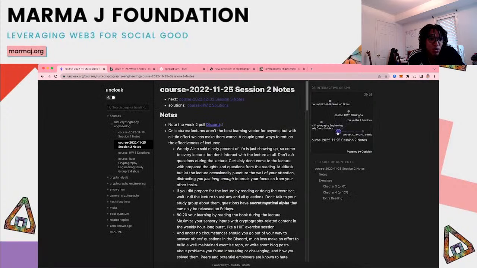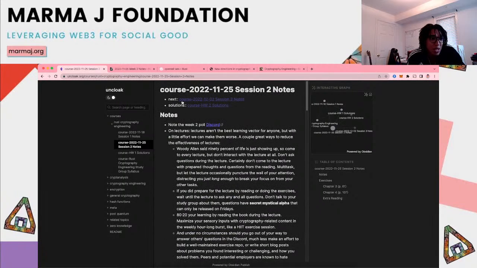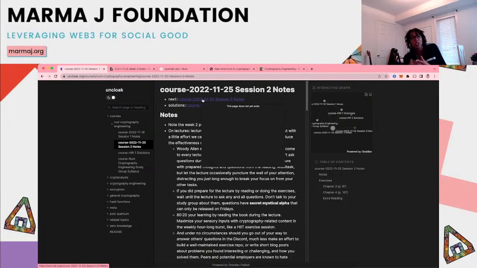The session 2 notes are actually the biggest part of the graph, because the session 2 notes connect to session 3 notes. Next, session 3 notes also connects to homework 1 solutions and everything else. So it's pretty cool to see how the links on the page are shown. Also, next and solutions are connected. Solutions doesn't exist yet. Very interesting. So you kind of are seeing what's going to exist, but the nodes aren't actually filled out yet.